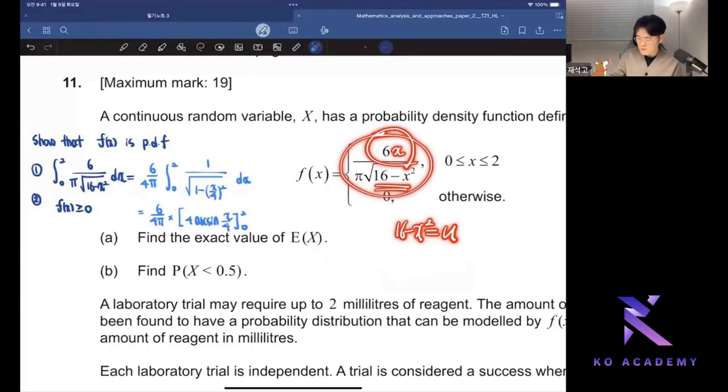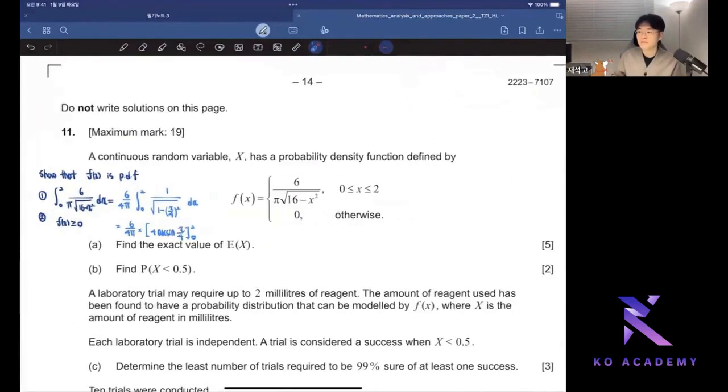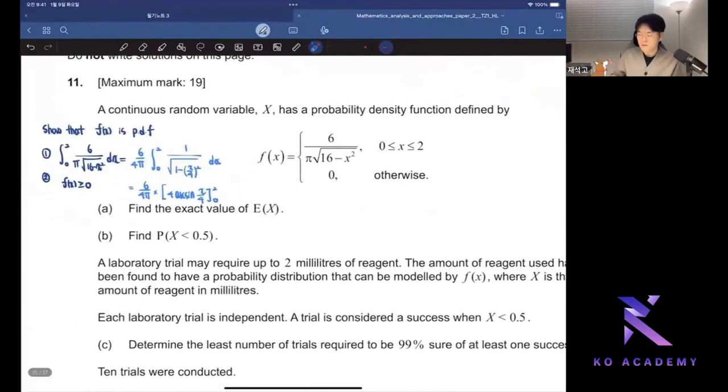Maybe they did it like this. But maybe some people would substitute x with 4 sin theta when they see 16 minus x squared. That works too. It's fine to do it this way, or just like that. So, after integrating, find the expected value.